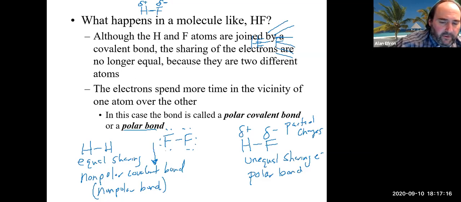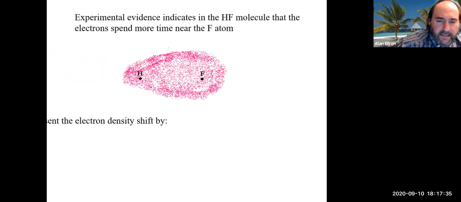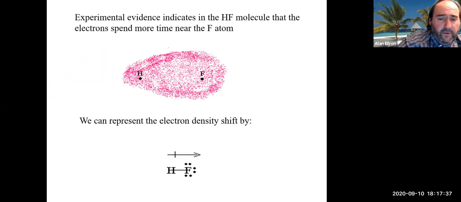So nonpolar bond, equal sharing of electrons. Polar bond, unequal sharing of electrons. And in a polar bond, that is where we develop a partially positive side of the bond and a partially negative side of the bond. As we can see here by my wonderful pink spread, electron cloud. Again, more of the electron cloud is over here on our fluorine side.